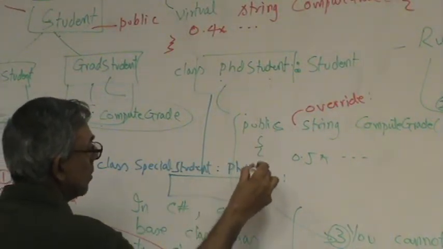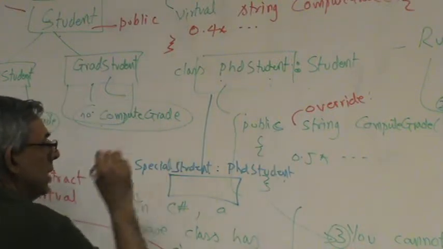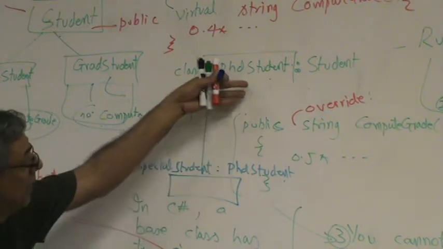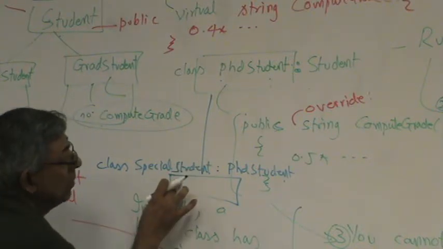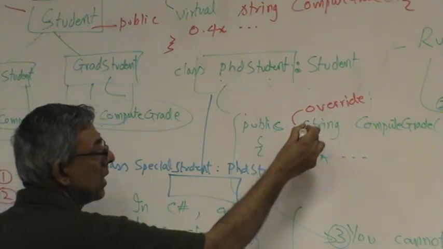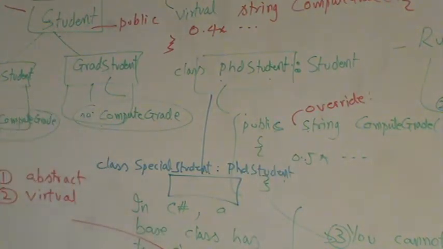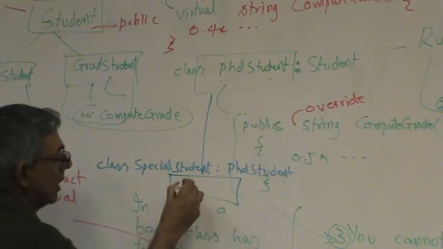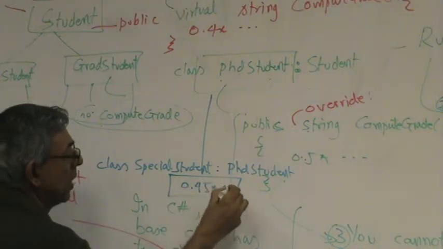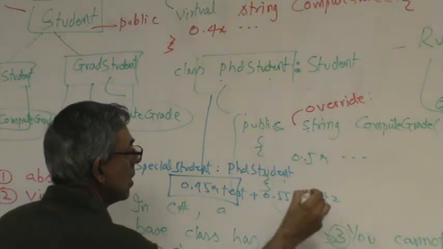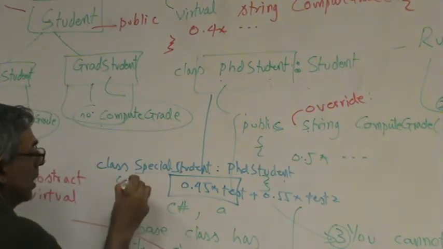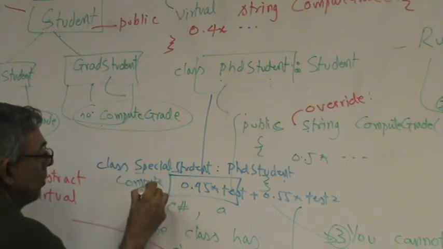Inherits from PhD student. Okay, for whatever reason, let's pretend we wanted to reuse the code over here, so we inherit from here. Okay, since we are inheriting from the PhD student, let's also pretend the special student needs a different formula for the compute grade. Okay, needs a formula, let's say 0.45 times test 1 plus 0.55 times test 2. So this is the requirement for the special student for the compute grade method.